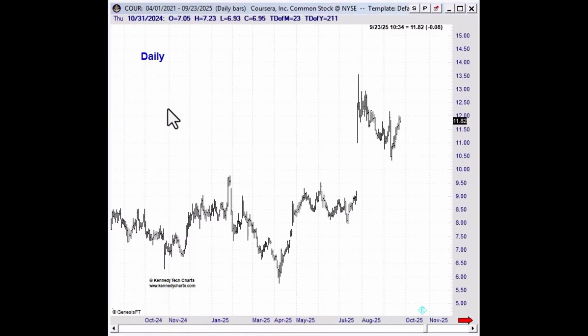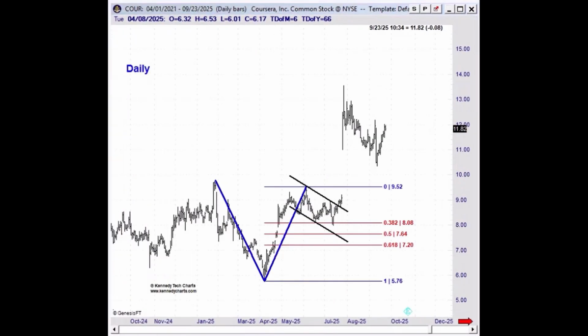Now this is a cool chart. This is Coursera, ticker symbol COUR, and there's a lot of cool stuff going on in this price chart that I thought I would show you. So for example, remember we were talking about some of my favorite trade setups. We look for a wave of equal or greater weight in the opposing direction, and then from there we anticipate and wait for a pullback into Fibonacci support.